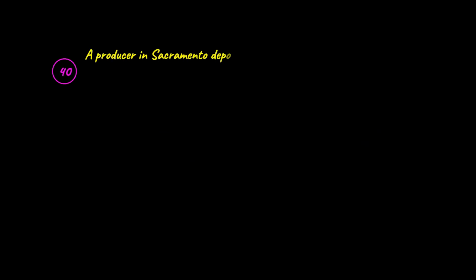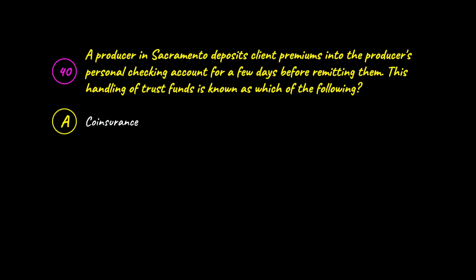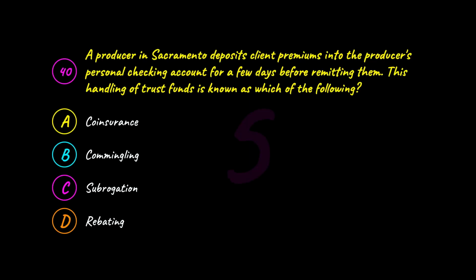Question 40. A producer in Sacramento deposits client premiums into the producer's personal checking account for a few days before remitting them. This handling of trust funds is known as which of the following? Your options are A. Coinsurance, B. Commingling, C. Subrogation, D. Rebating. Got a guess? Lock it in.